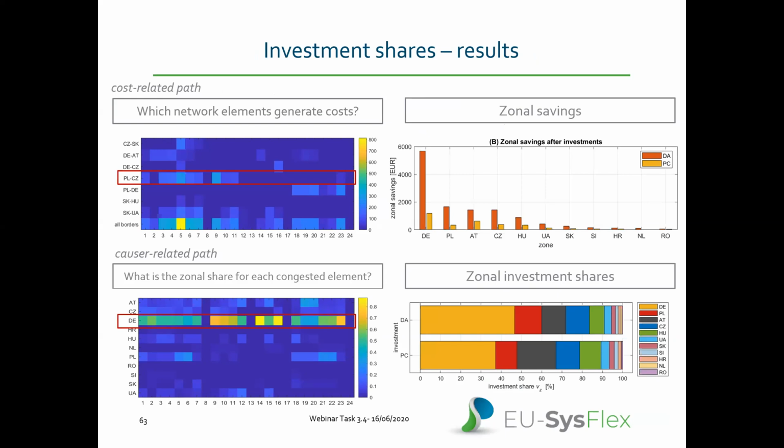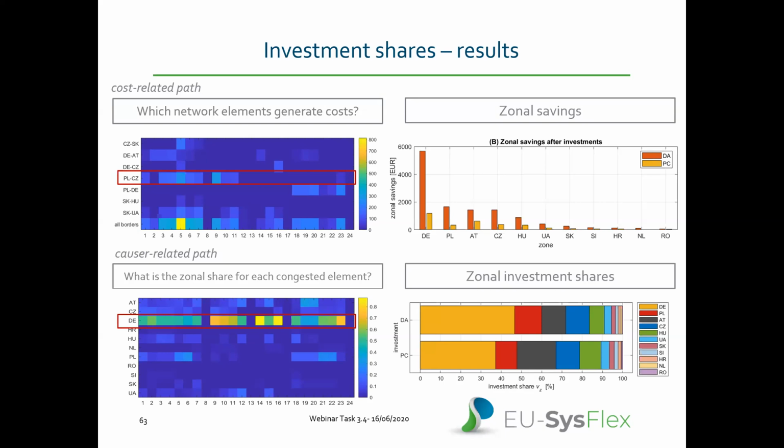If we follow the cost sharing path that I introduced before, we can find the picture which shows how costs are generated on particular borders. Here we have the highlighted example of the Polish-Czech border across the particular timestamps. In our case, the magnitude of overload is proportional to the cost associated with a particular branch.